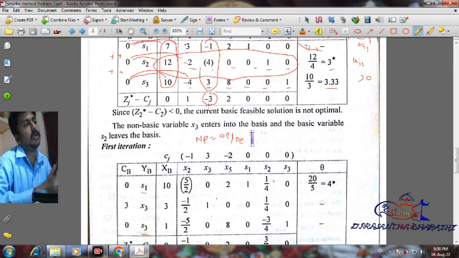And the remaining new other equations: new other equation is equal to old other equation minus the pivot equation, that is, new pivot equation into the corresponding pivot column element.